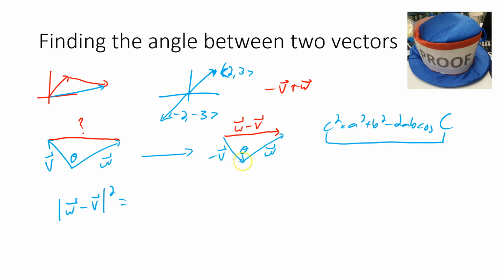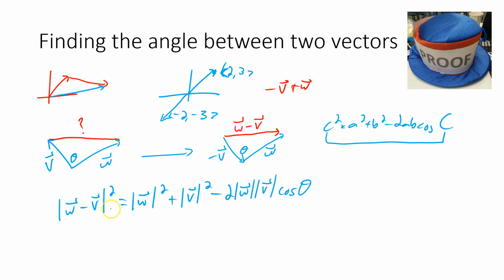is equal to the magnitude of w squared. Now for v, we could say the magnitude of negative v, but would you agree with me that that magnitude would be the same as positive v? Because really it's going just in the opposite direction, but magnitude is always positive. So I'm just going to do this plus the magnitude of v squared, and then minus 2 magnitude of w, magnitude of v, cosine of theta, where theta is the angle in between the two vectors.